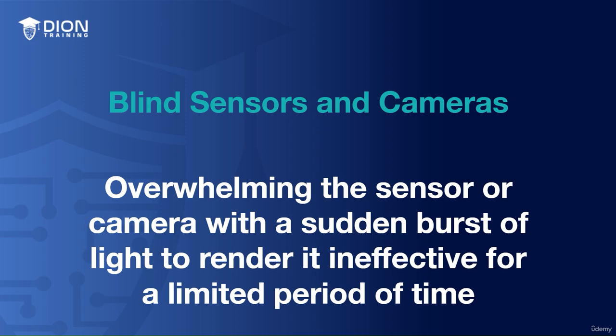Now, this method involves overwhelming the sensor or the camera with a sudden burst of light in order to render it ineffective for a limited period of time. Devices like high-powered flashlights or lasers can be aimed directly at the camera lens to temporarily or permanently disable it, while heating up a room could be another effective way to blind a sensor that relies on infrared radiation.